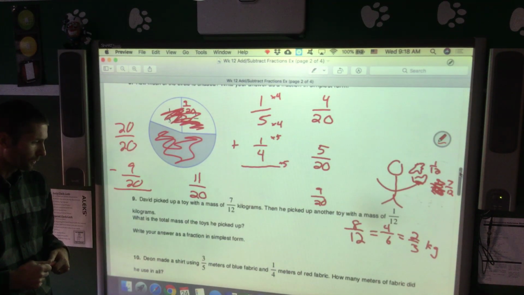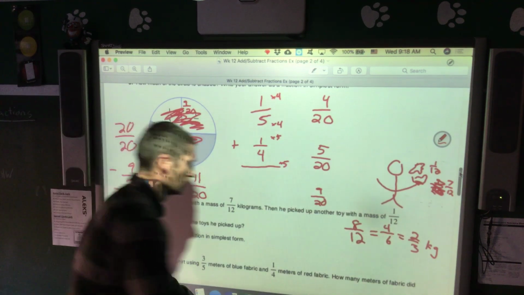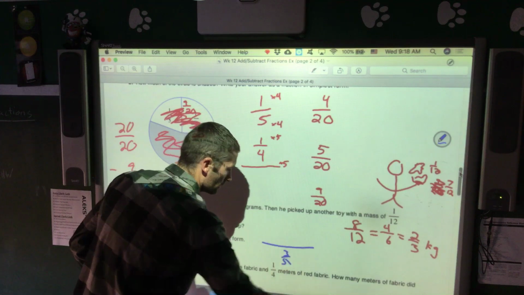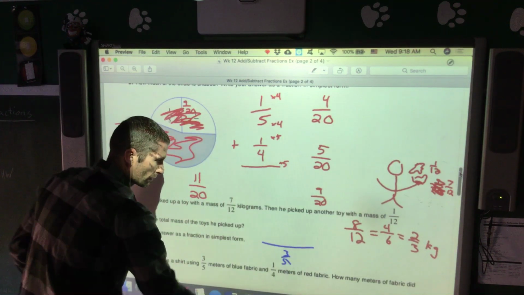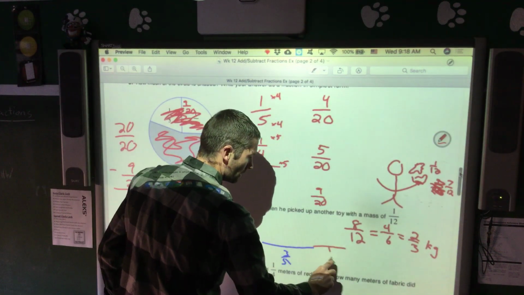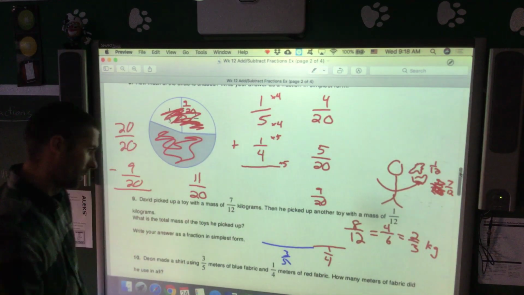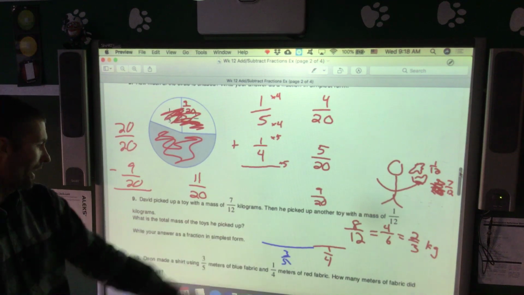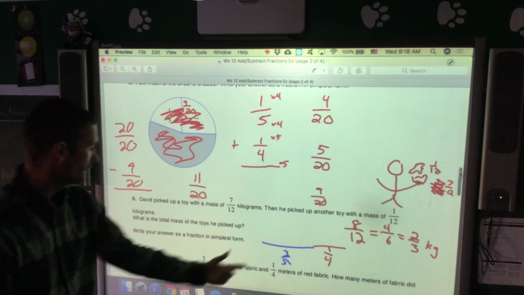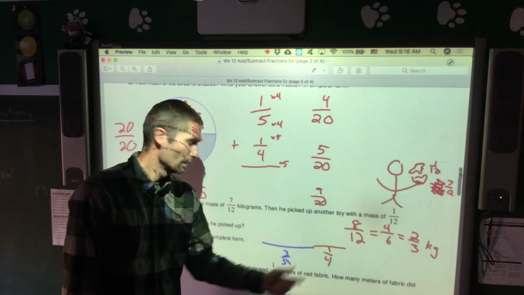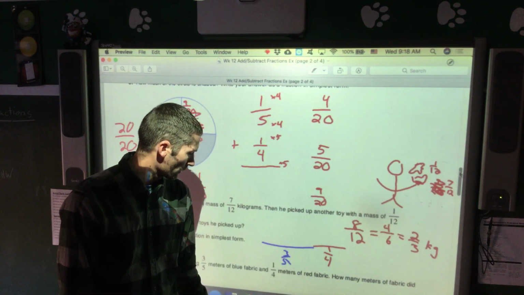Dion made a shirt using 3/5 meters of blue fabric. Okay, so there's 3/5 of a meter, blue. And then 1/4 of a meter of red. How many meters of fabric did he use in all? Okay, so we had 3/5, and then you had 1/4. We're adding these together. Okay, 3/5 plus 1/4.